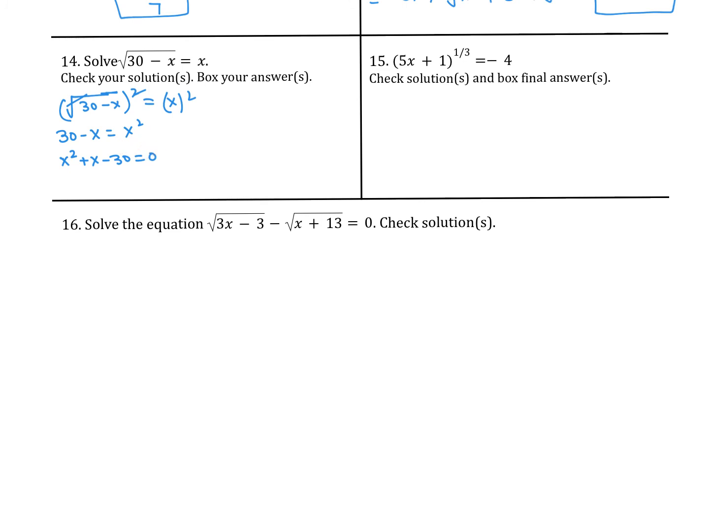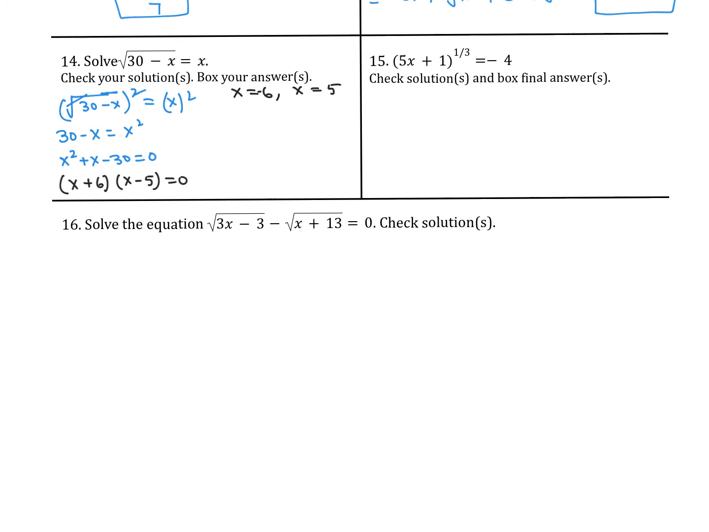The two factors you're going to get out of this multiply to negative 30 and add to 1. It is x plus 6 times x minus 5. You can always apply the cross method. Then the two x values are going to be x equals -6 and x equals 5.